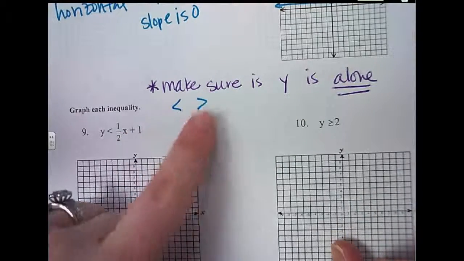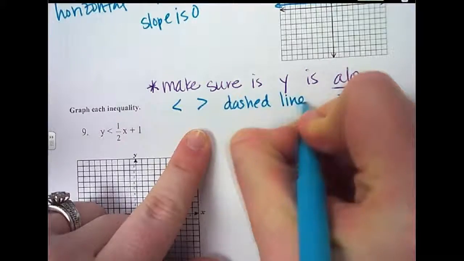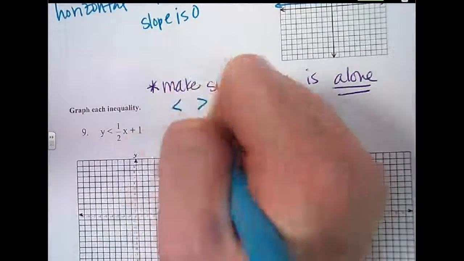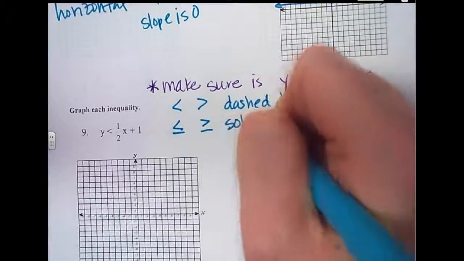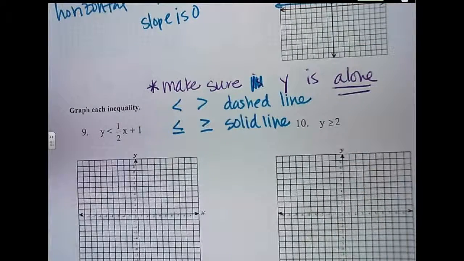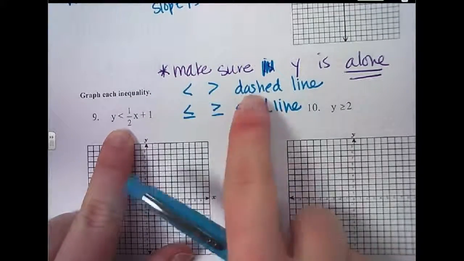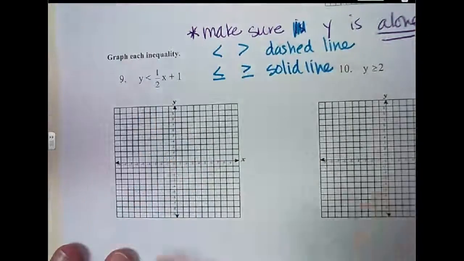If you have a less than or greater than sign, you're going to draw a dashed line. So remember, if I'm on a number line, does it get an open or a closed circle? Open. If I'm on a number line with the equal signs, what does it get? Closed. So this is a solid line. Okay, so on number 9, there's no equal sign, so when I graph it, I'm going to graph a dashed line. So first thing, y is by itself, so I'm going to graph it just like we did before.